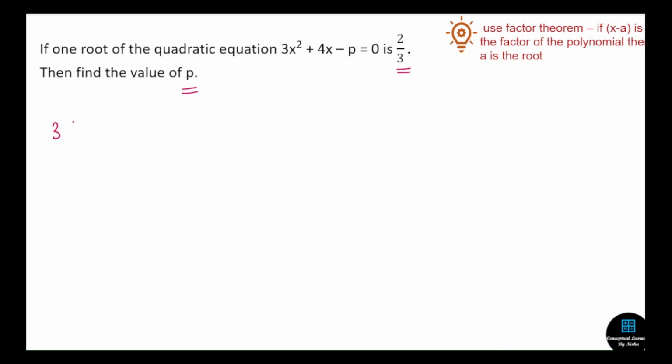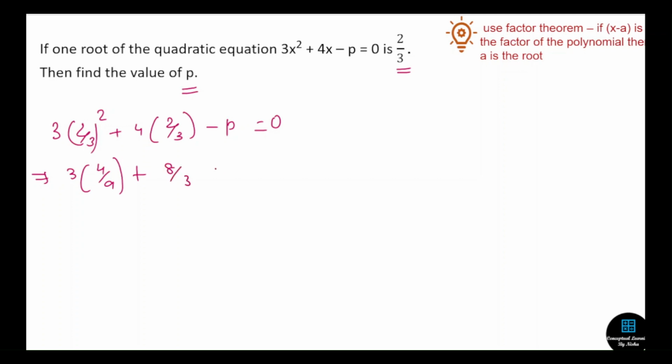I can substitute the value of x as (2 upon 3) power 2 plus 4 into 2 upon 3 minus p equals 0, right? So what do we get? Let's simplify this. So 4 upon 9 plus 8 upon 3 minus p equals 0.